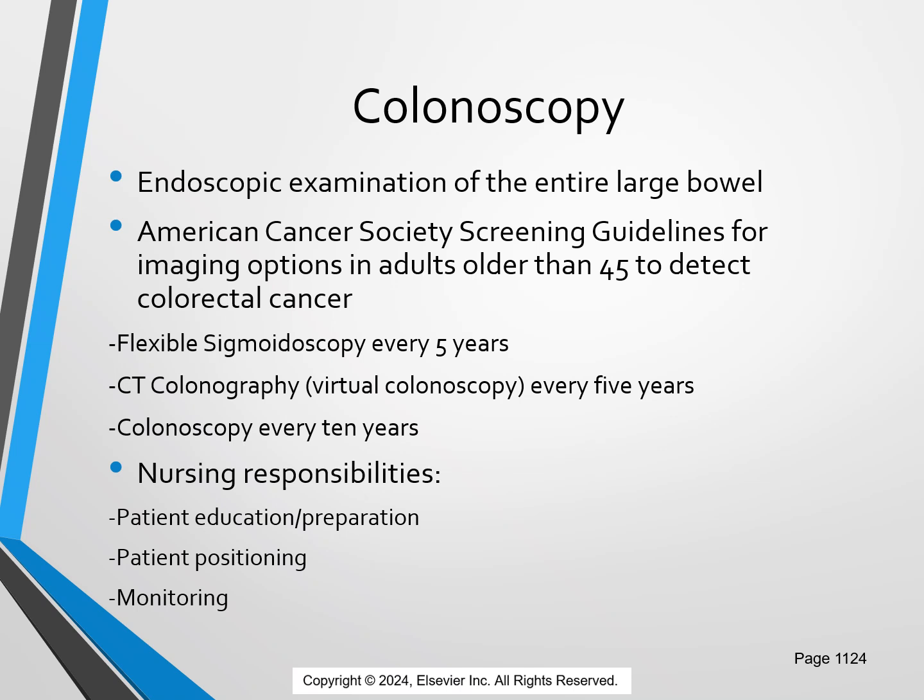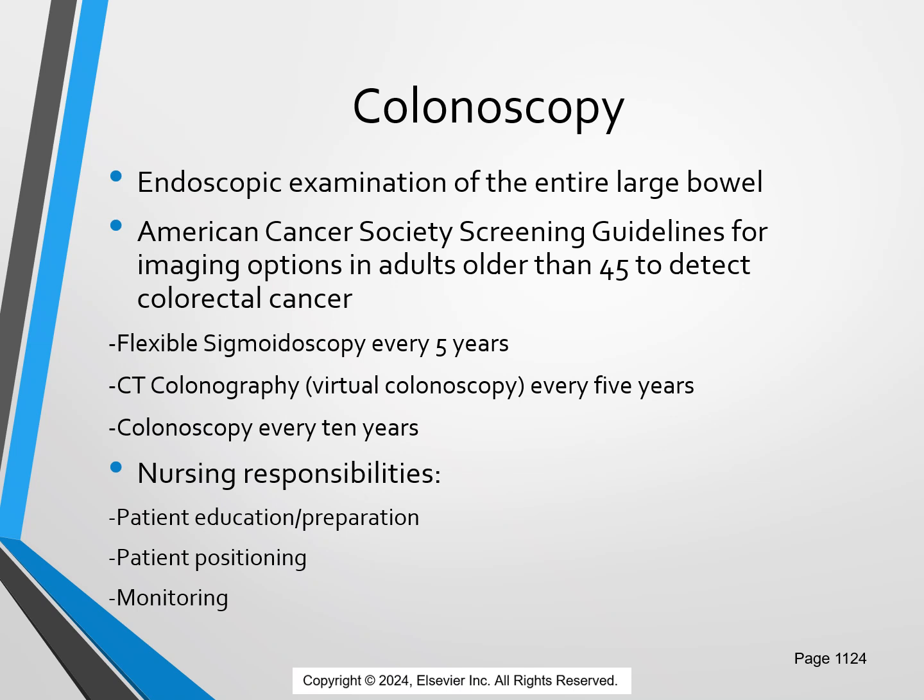For positioning, we want the client on their left side with their knees drawn up. For our monitoring during the procedure, respirations and oxygen saturation are something we're really going to be looking at. Respirations less than 10 or a CO2 less than 20% require a sternal rub to encourage the patient to take deeper, faster respirations. For monitoring after the procedure, vitals should be done every 15 minutes until the patient is stable. The patient will be NPO with side rails up until they are fully alert.